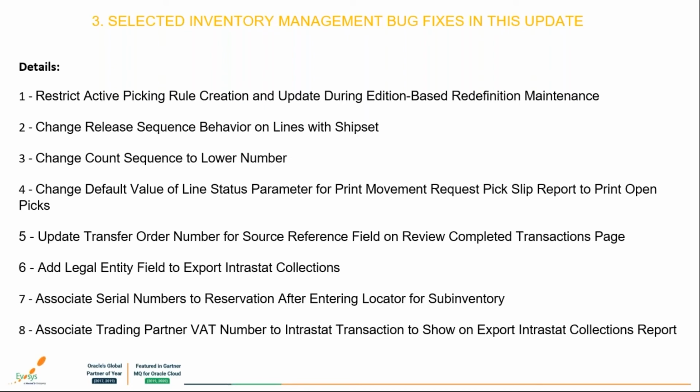Fifth, update transfer order number for source reference field on review completed transaction page. Prior to this update, the source reference field on review completed transaction page was showing the incorrect transfer order number for the source type of transfer order and the transaction type of transfer order issue. Now users can view the correct transfer order number for the source reference field.